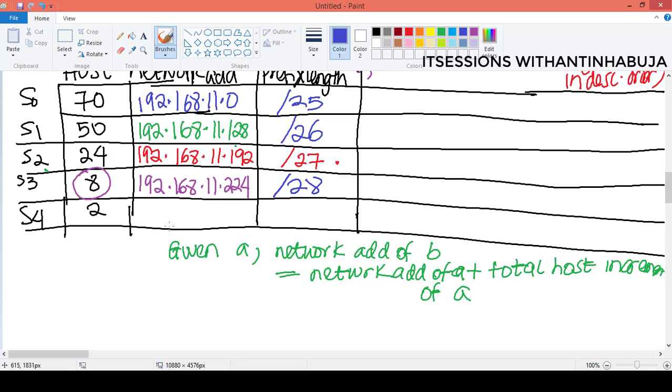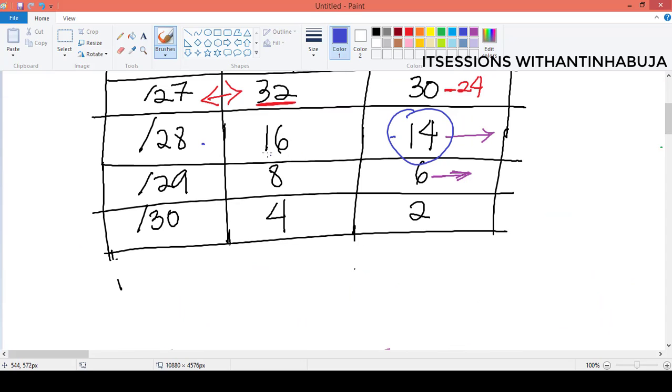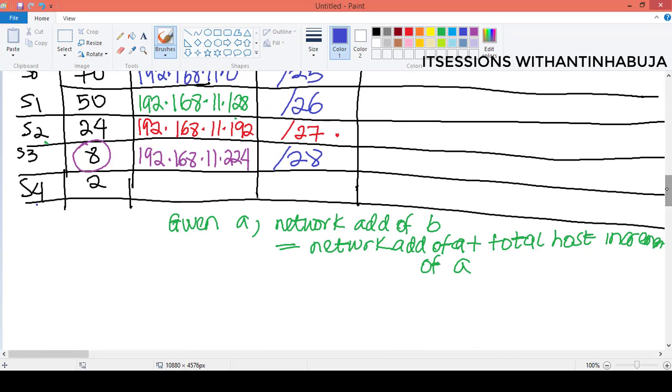So the next thing we do now is to assign a network address to S4. So remember, what's the increment? Total host increment, sorry, for /28. Total host increment is 16. So we are going to add 16 to the network address of S3. So 16 plus 224 is 240. So our network address will now be 192.168.11.240.